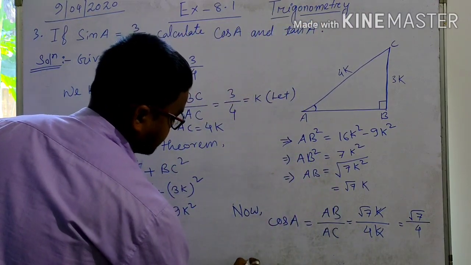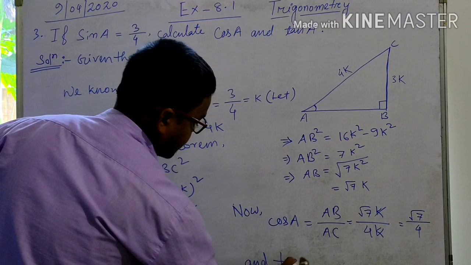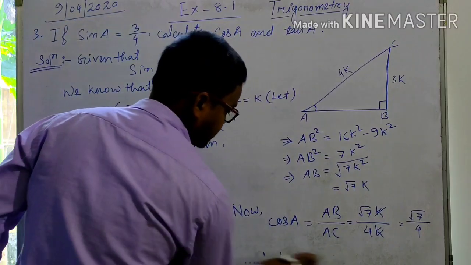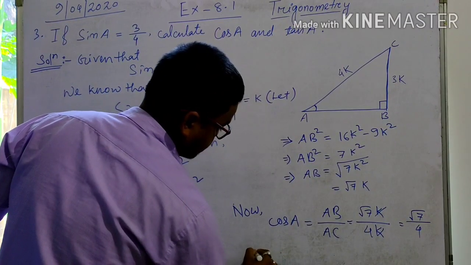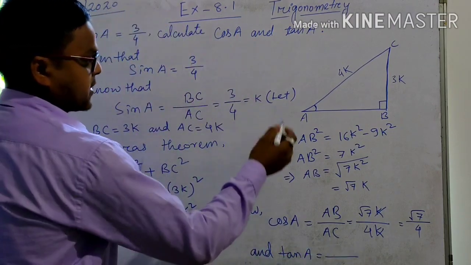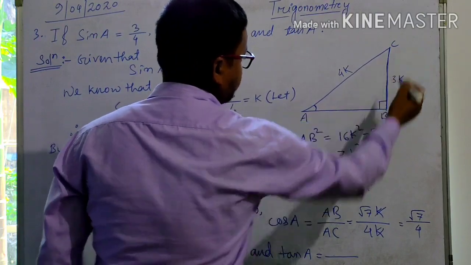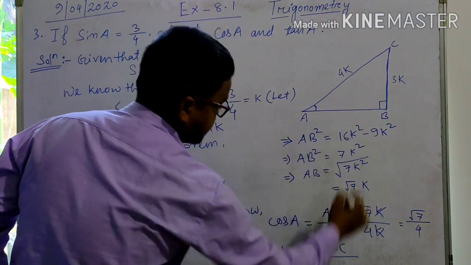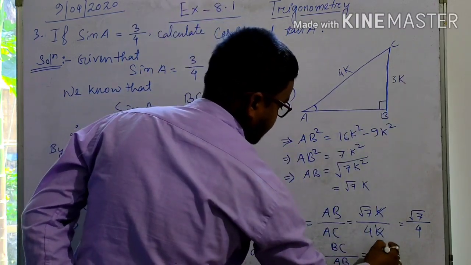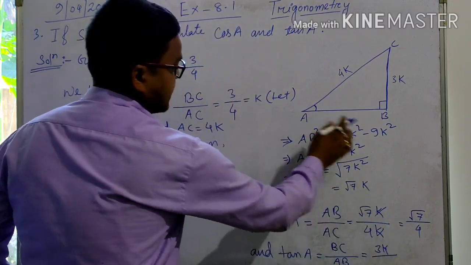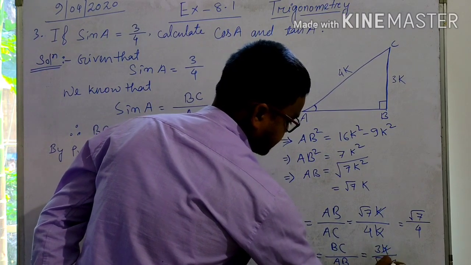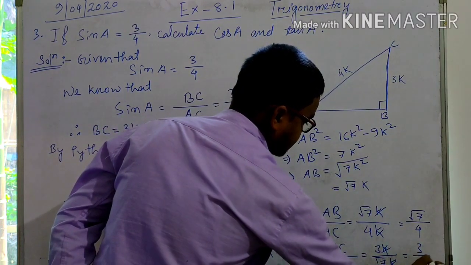And another is tan A. Tan A equals, we know, perpendicular by base. So perpendicular here is BC by AB. What is your BC? BC is 3K and AB is root 7 K, and K cancels, so you will get 3 by root 7.